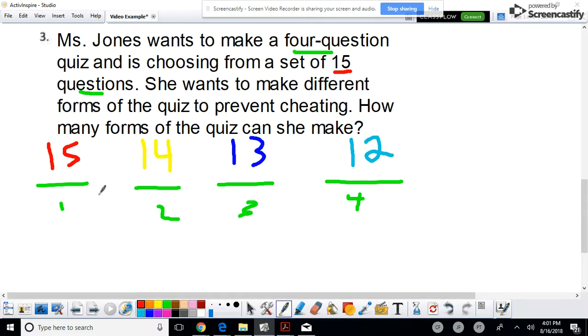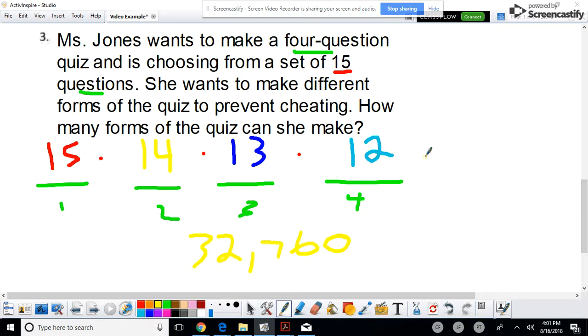Now, we're still just going to multiply this. 15 times 14 times 13 times 12. We're still going to get a giant number, so let's just put that in. 15 times 14 times 13 times 12 equals 32,760. Now, theoretically, that's how many different quizzes she can make based on this criteria.